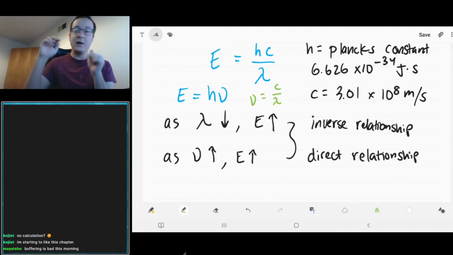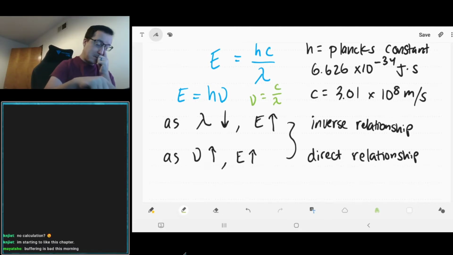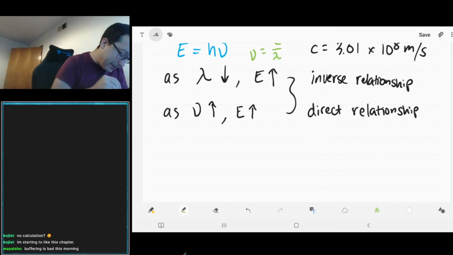So let's see what we can do with this information. Remember, small wavelength, short, high energy. Very high frequency means high energy. Alrighty, so let's do it.